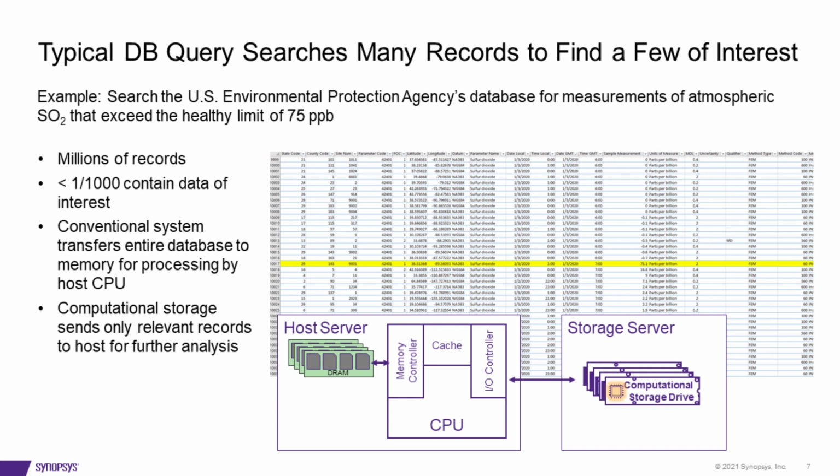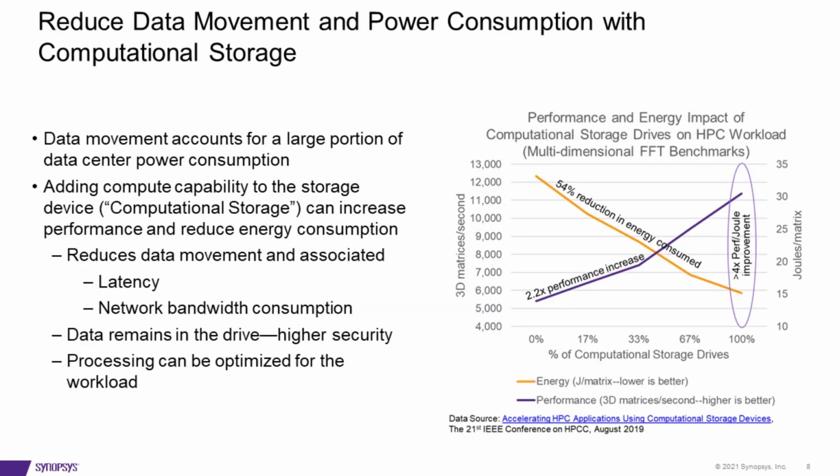This consumes much less network bandwidth because we're only sending a small fraction of the database over the network. And it also consumes far fewer host CPU cycles because the host CPU only has to look at the records of interest and not the entire database. Furthermore, in the case of a computational storage drive, as the amount of storage grows, that is, as the number of drives grows, so does the number of computational processors in the storage devices. And therefore, the processing capability scales along with storage.